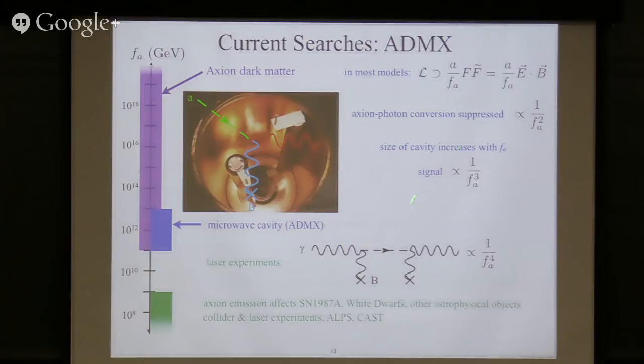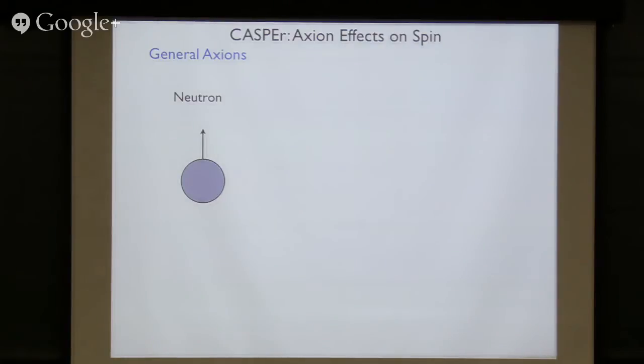Together, these two things totally screw you if you try to go much below this particular value of 10 to the 12. So there's a real need for new theoretical ways to get there, to go to lower mass axions or correspondingly higher mass. And that's where the ideas of Casper come in.